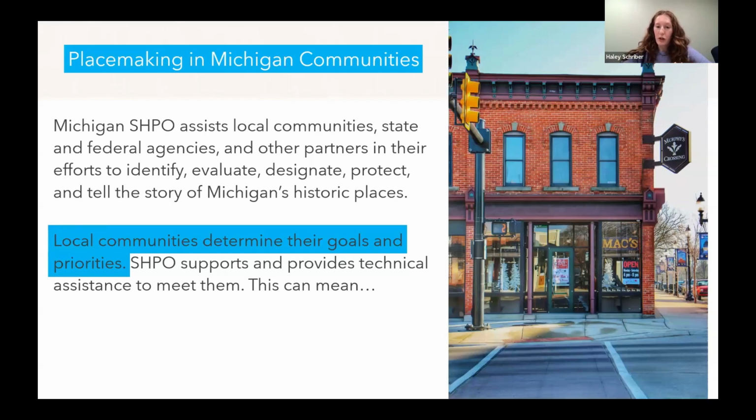The Michigan State Historic Preservation Office, or the SHPO, is a division of the Michigan Economic Development Corporation, or the MEDC. The MEDC is also the overseeing entity for the Michigan Main Street program, which some of you might be more familiar with. Our purpose here at the SHPO is to assist local communities in their preservation efforts. This means aiding communities in identifying, evaluating, designating, protecting, and then telling the story of Michigan's historic resources. We also provide on-the-ground support to communities to help them determine their goals and priorities. This can come in the form of technical assistance or training and education.